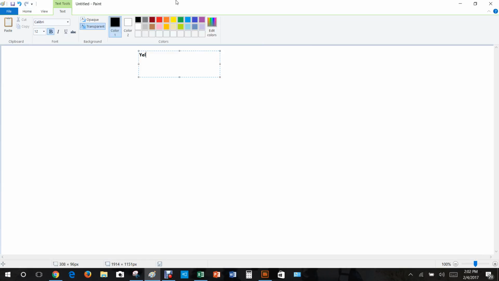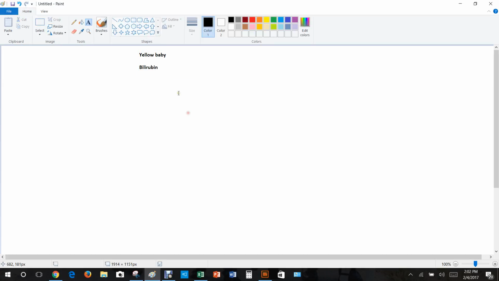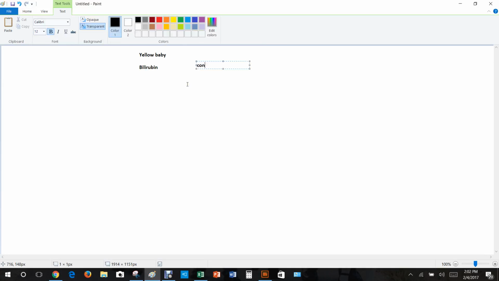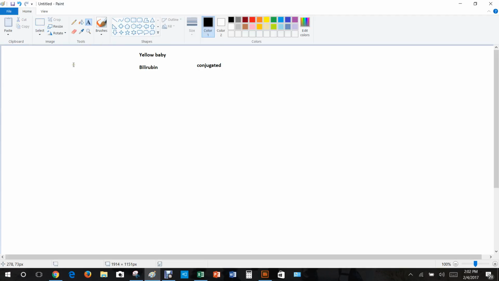Here is the yellow baby. So the first thing we're going to want to do is check the bilirubin, okay? And if we check the bilirubin, what are we going to find out? We're going to find out that the bilirubin is either going to be conjugated, or we're going to find out that it's going to be unconjugated over here.